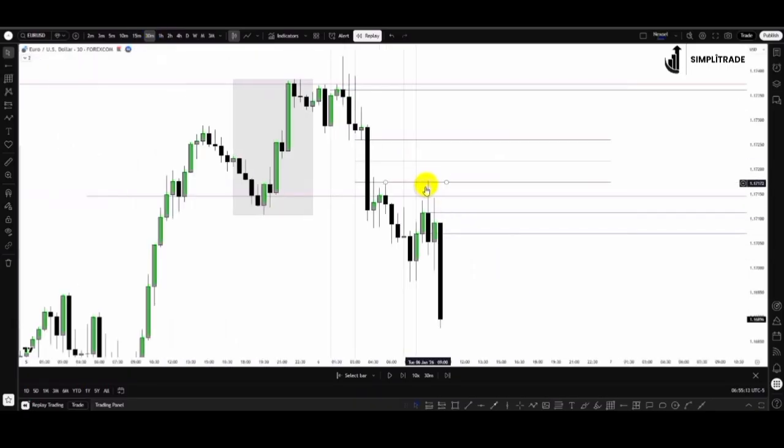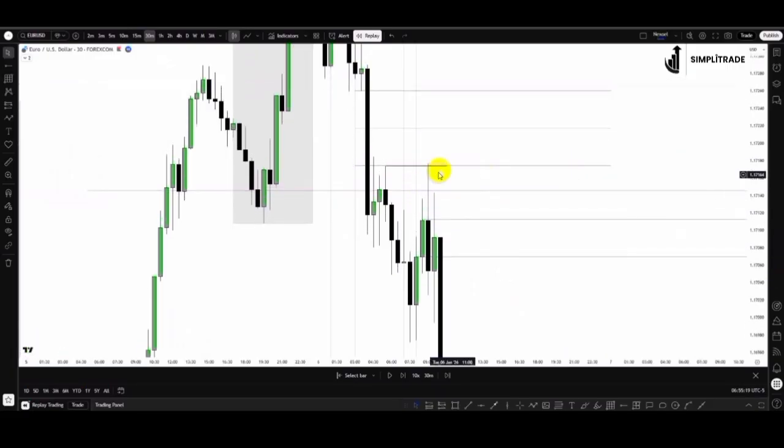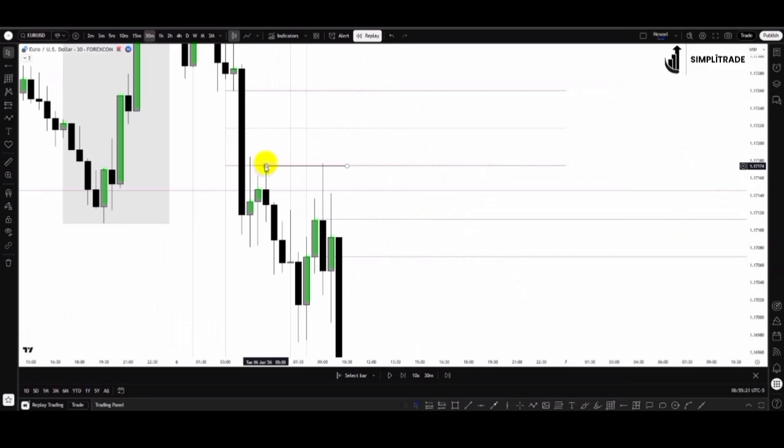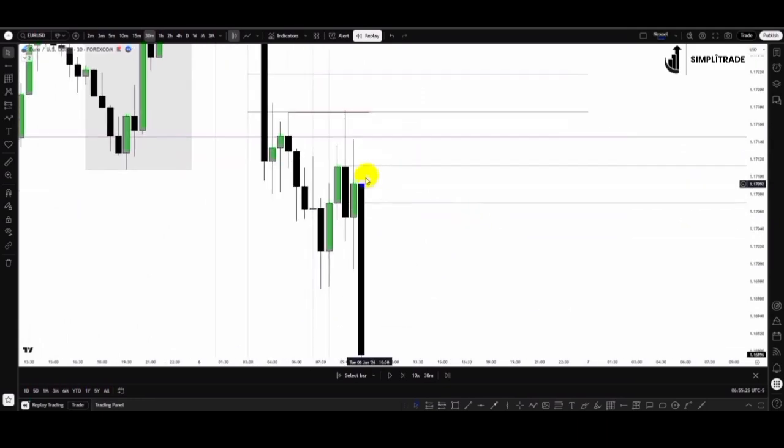So you can see it came into that 1 hour fair value gap. It just tapped a little into it. They sought this liquidity. It just tapped a little, then fell. Engulfing candle, rejection level. I took the entry from the rejection level. Stop was above the 4-hour level.